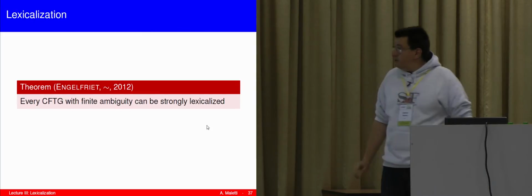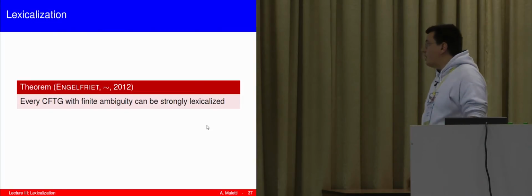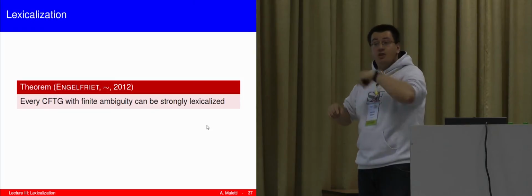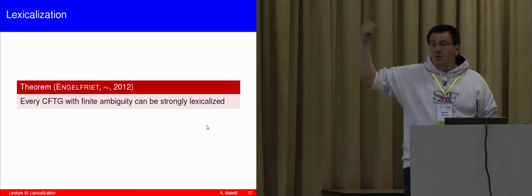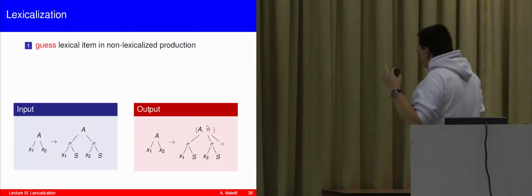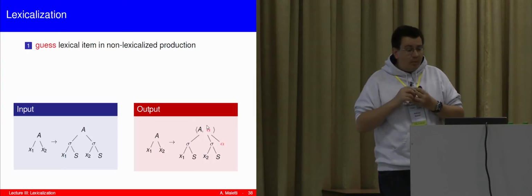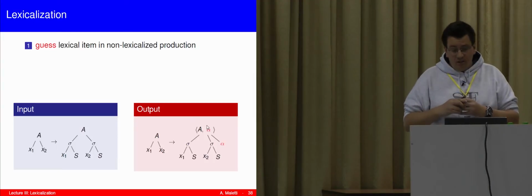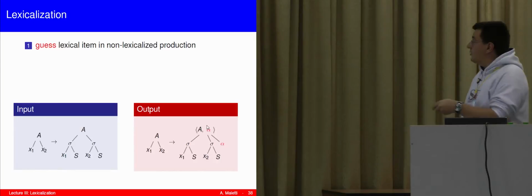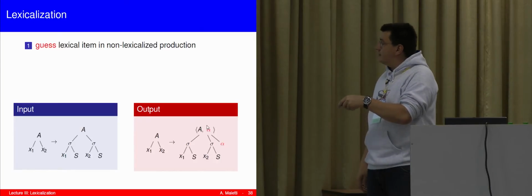Every context-free tree grammar with finite ambiguity can be strongly lexicalized, and of course this is only the final step in this chain now. So we're starting from a fully normalized one. How does this work? And this is actually the nice idea of this construction. So that's why I'm showing it in some detail here. So what are you going to do? Assume that you have such a production. Right, this one is not yet lexicalized.